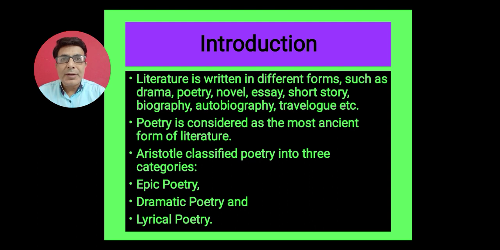Friends, in my previous video we discussed that literature is an ancient art. Literature is as old as human civilization, and this literature is written in different forms. We have different forms of literature like drama, poetry, novel, essay, short story, biography, autobiography, travelogues, and so many more. These are the different forms of literature through which the writers, the authors, express their ideas, their emotions in literature worldwide.